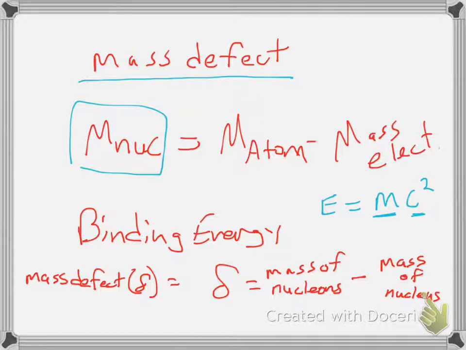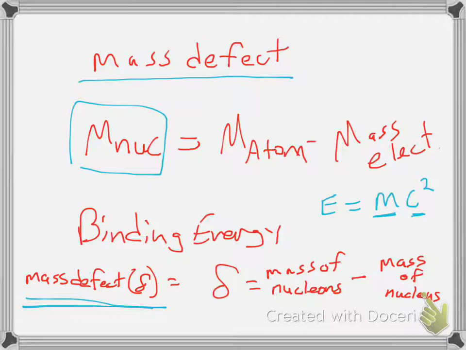I hope that helps you understand what mass defect is and what binding energy is. So the mass defect, and we're going to use sigma here, I'll correct it if I'm wrong tomorrow, equals the mass of the nucleons minus the mass of the nucleus. Now notice what I said, the mass of the nucleons. So you would literally have to add all the nucleons together, and then subtract the mass of the nucleus.